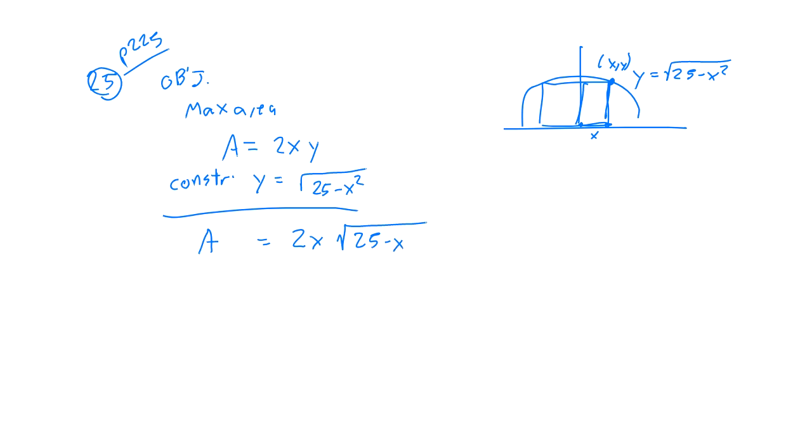Is this kind of looking like the way you were doing it? Yes, sir. Great. Since this only has one variable in it, I'm going to call that A of x. And then we'll calculate the derivative. So this is going to be a little bit messy. Let's write this as 2x times 25 minus x squared raised to the 1/2 power.